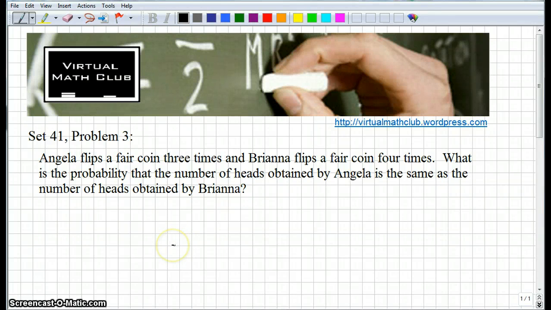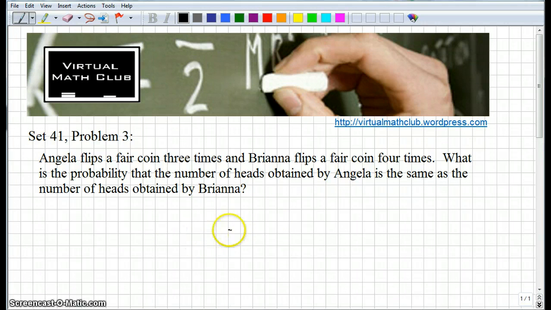Problem number 3. Angela flips a fair coin 3 times, and Brianna flips a fair coin 4 times. What is the probability that the number of heads obtained by Angela is the same as the number of heads obtained by Brianna?